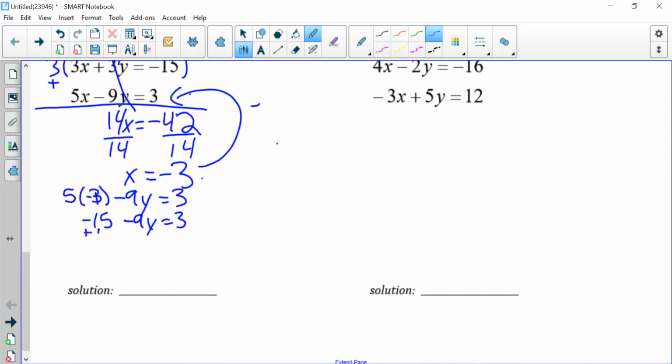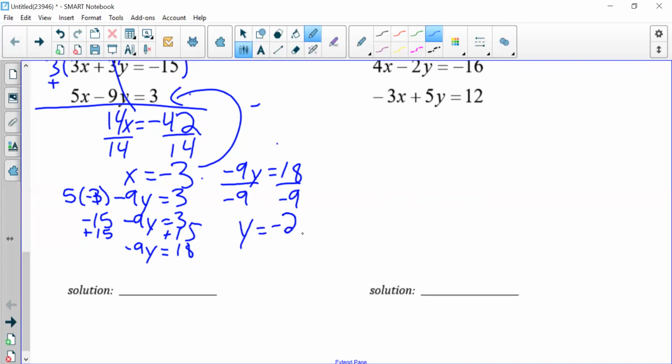We're going to add 15 to both sides to get that 9y by itself. So negative 9y equals 15, 16, 17, 18. Copy it back up here because I'm running out of space. Negative 9y equals 18. Let's divide both sides by negative 9. So I get y equals negative 2.